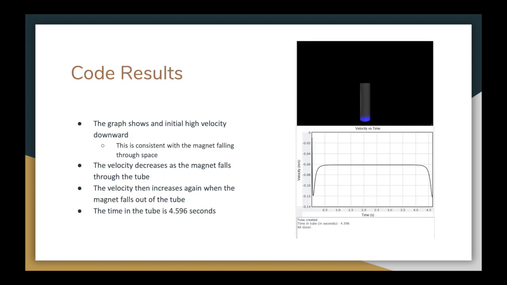The results of the computational model yielded a graph that showed a high initial velocity downward. This was consistent with the magnet falling through space before entering the tube. Then, when the magnet entered the tube, the velocity decreased and held steady as the magnet fell through the tube. Finally, the velocity increased again when the magnet fell out of the tube. The computational model also calculated the time spent in the tube to be 4.596 seconds.